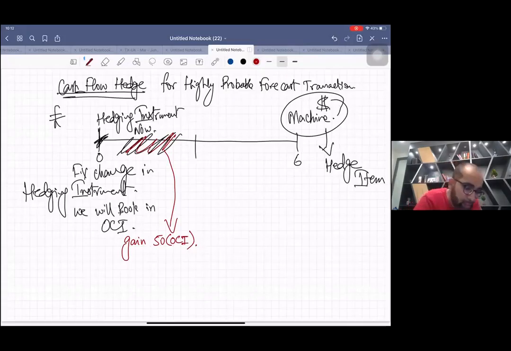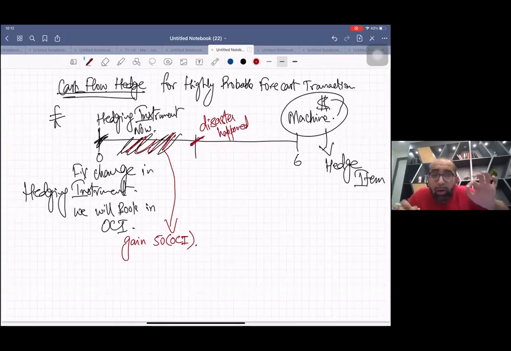Okay, but suddenly the disaster happened here. And now because of this disaster, we are crying. We have changed all our plans. Now we have openly told everybody that we are not going to buy this machine anymore.